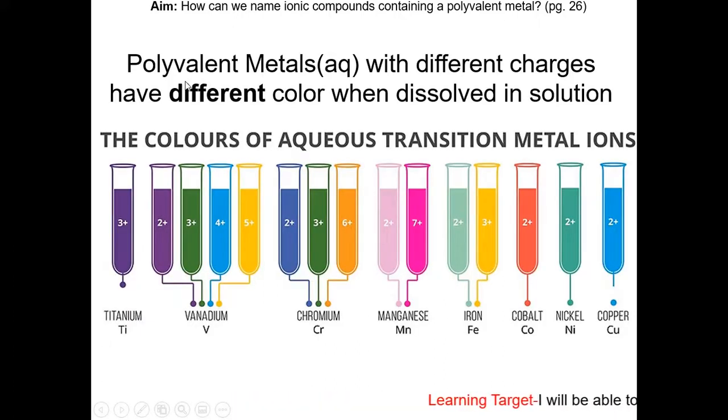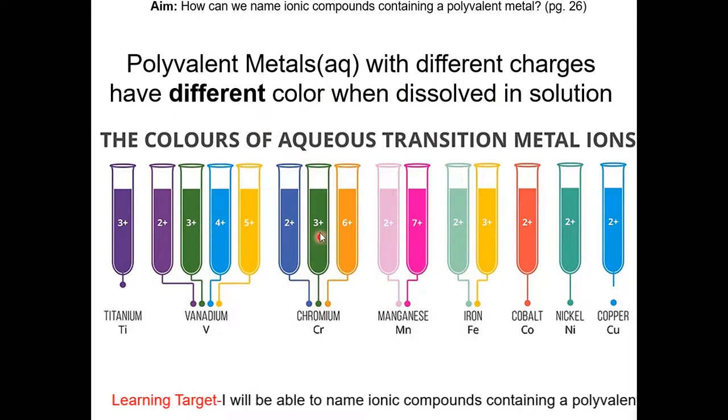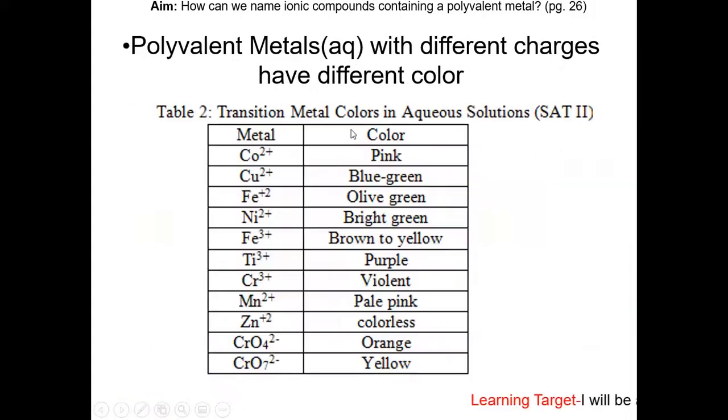One unique property of polyvalent metals is that when they're aqueous, when they dissolve in solution, they have a different color. For example, chromium, when it's +2, is blue. When it's +3, it is green. When it's +6, it is orange. Here's a table listing out the colors for each metal ion.